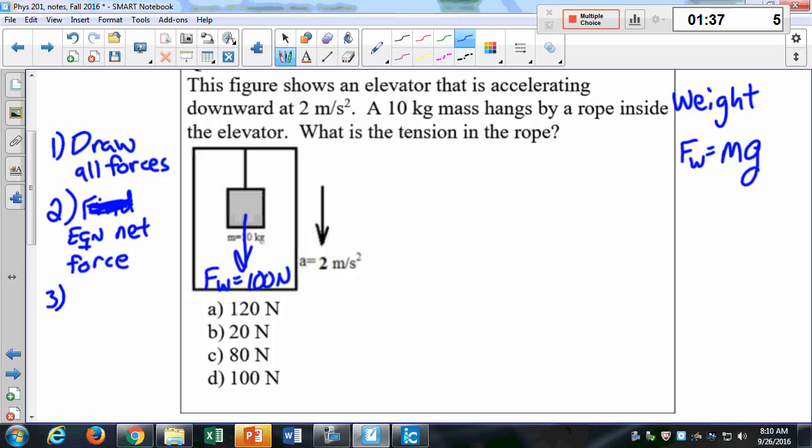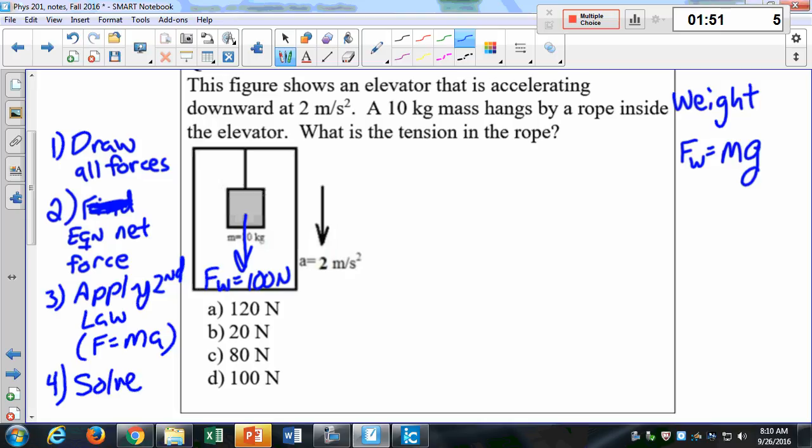You want to apply Newton's second law, that is that F is equal to M times A. And then finally solve for whatever it is that you're solving for. So you want to draw all the forces. I drew one force here for you. Determine an equation for the net force and apply Newton's second law, F equals ma, and then solve for whatever it is that you're solving for.